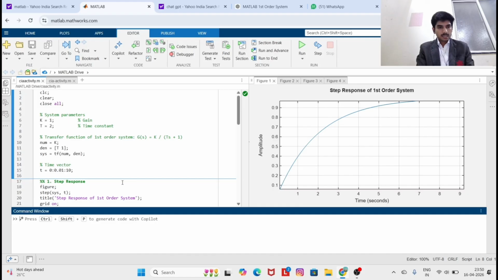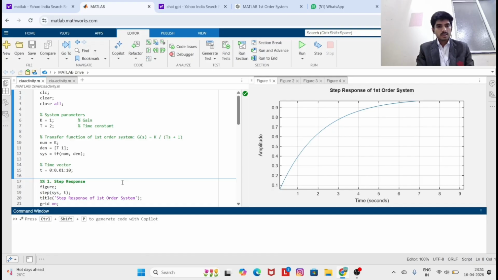First, it clears all the data so that the results are not affected by the old values. Then it defines the two important constants and parameters. First is gain, which is K equal to 1, and second is the time constant, which is T equal to 2. The gain tells how much the output of the system will finally reach, while the time constant tells us how fast the system responds.